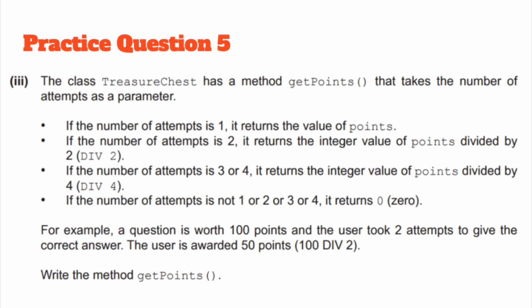For example, a question which is worth 100 points and the user took 2 attempts to give the correct answer, the user is awarded 50 points, 100 div 2. Now it might look complex and wordy, but all it is is a basic getter method.